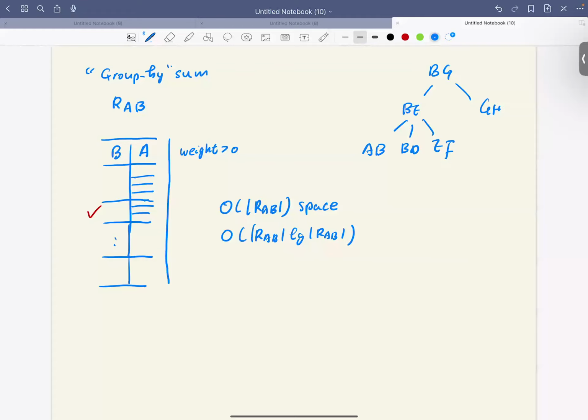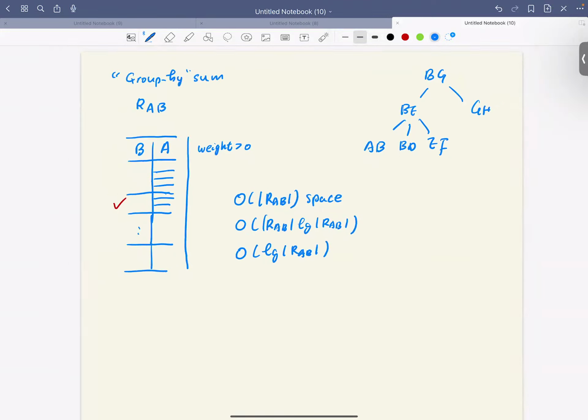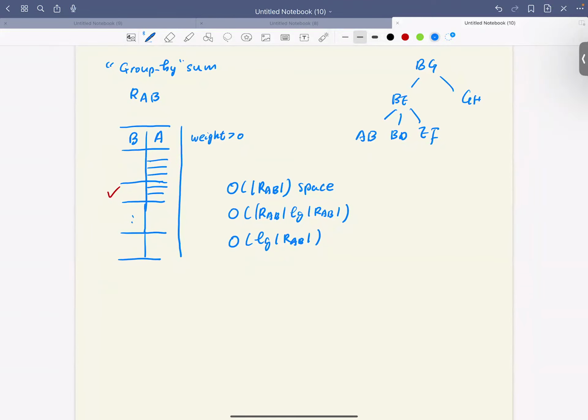Right. And whenever I want a group by sum, I name a group. I say, okay, find me the total weight of the tuples in the group, and then you can give it to me in basically log n time. So this is possible, right? So this is something very easy, correct? Good. Now, this is the first data structure we'll need today.